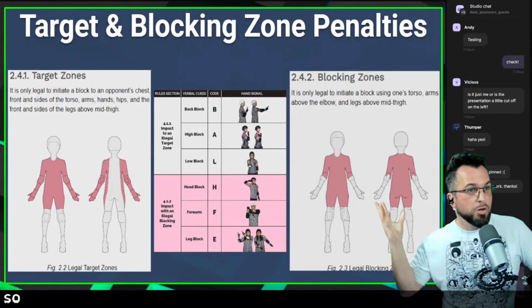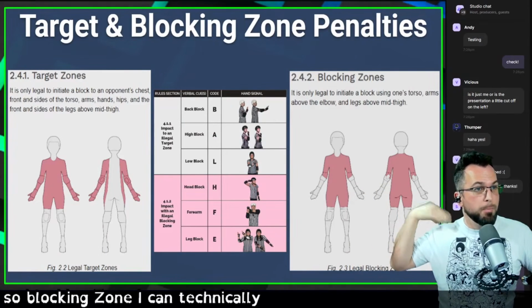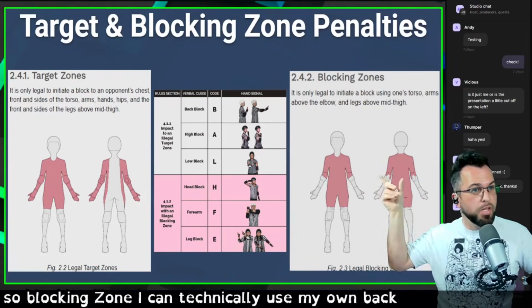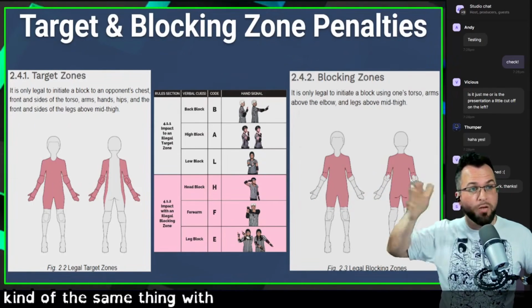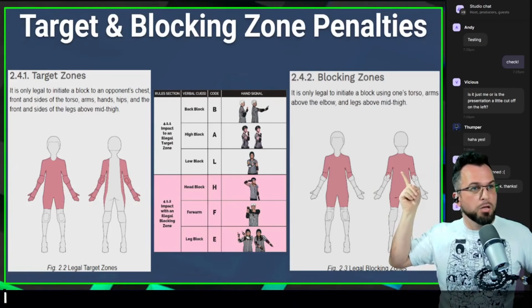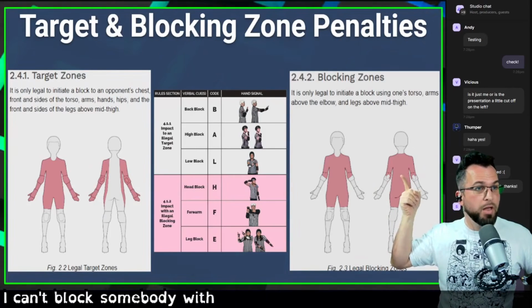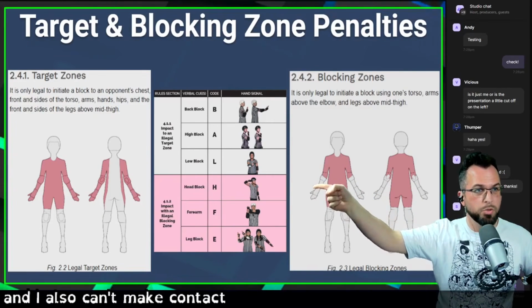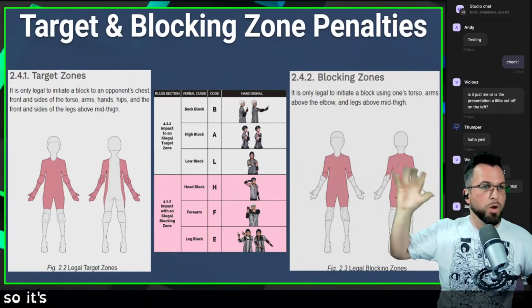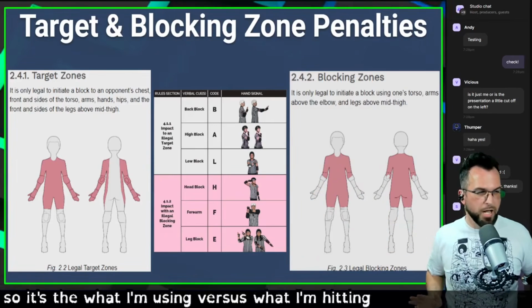So blocking zone, I can technically use my own back to block somebody, but a target zone, I can't hit somebody in the back. Kind of the same thing with leg block versus low block. I can't block somebody with below my mid-thigh, and I also can't make contact to someone below mid-thigh. So it's what I'm using versus what I'm hitting. Does that help differentiate it? Yeah, I got it.